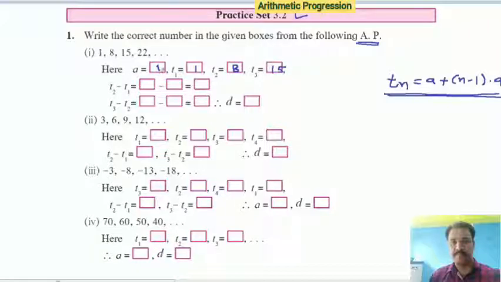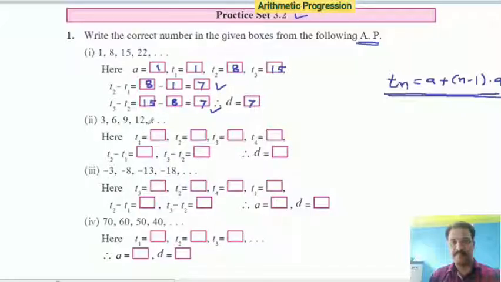Now T2 minus T1. T2 is 8 minus 1, which is 7. T3, 15, minus T2, 8, so their difference is again 7. So both these are 7. So d is 7 here, which is constant.